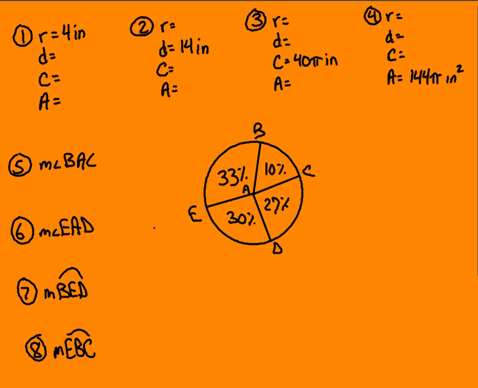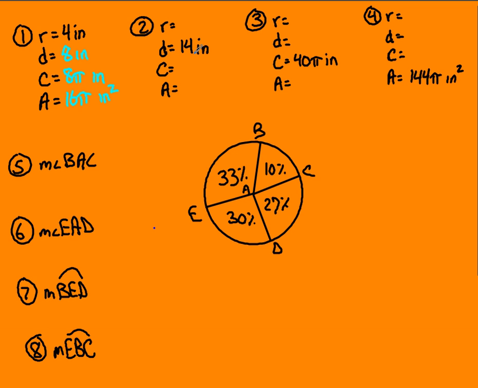Alright, we're working today on your circles review. Let's get right into it. When we have a radius, to get the diameter we just double it, so 8 inches. To get circumference, we just multiply pi by the diameter, so 8 pi inches. Area is pi r squared, so 4 squared is 16, 16 pi, and your unit is inches squared.